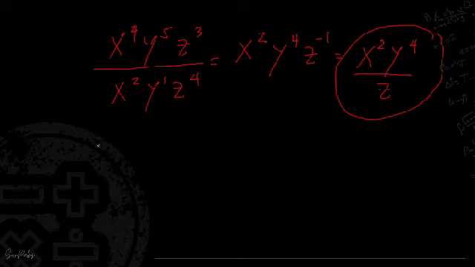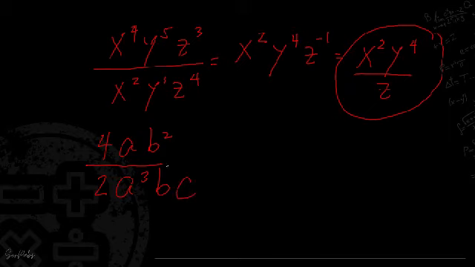Okay, so let's have another one. We have here 4a b to the 2nd over 2a to the 3rd power b c to the 2nd power. So first, divide the numerical coefficient. So 4 divided by 2, that will be 2.